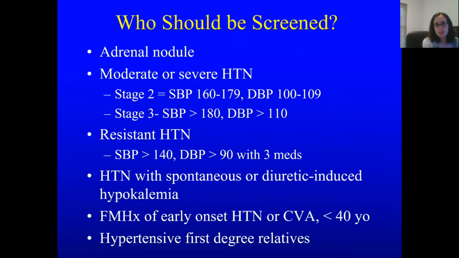Who should be screened? Anyone with an adrenal nodule, anyone with moderate or severe hypertension. So this is anyone with systolic blood pressure over 160, resistant hypertension, 140/90 on 3 medications, hypertension with spontaneous or diuretic-induced hypokalemia. If they have family history of early onset hypertension or CVA, usually less than 40, or if they have hypertensive first-degree relatives, which actually is a lot of people.